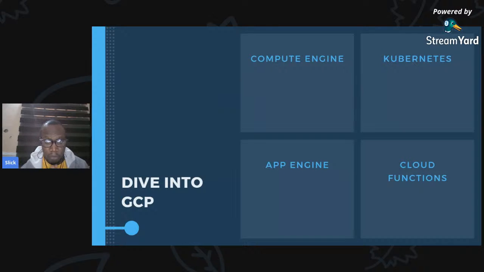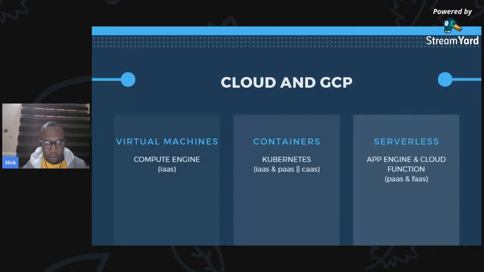Kubernetes falls mostly under platform as a service. And App Engine at the same time falls under platform as a service. Cloud Functions also falls under platform as a service, and at the same time some people call it FaaS, which is function as a service. So they are actually amazing, and we're going to dive into it.